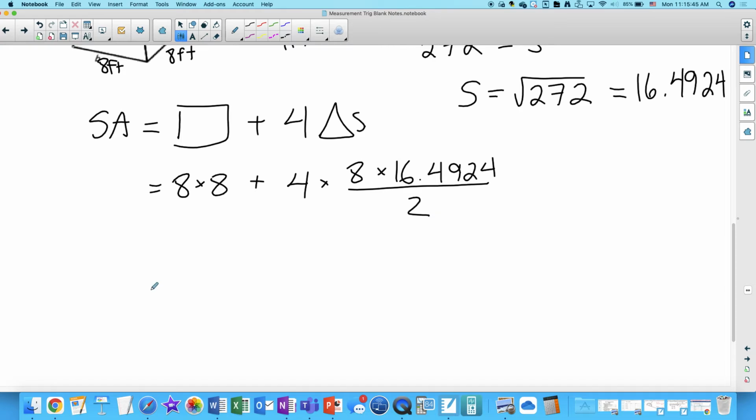Okay, and that is, I don't know what that is. What is it? Well, this is 64. 8 times 8 is 64.